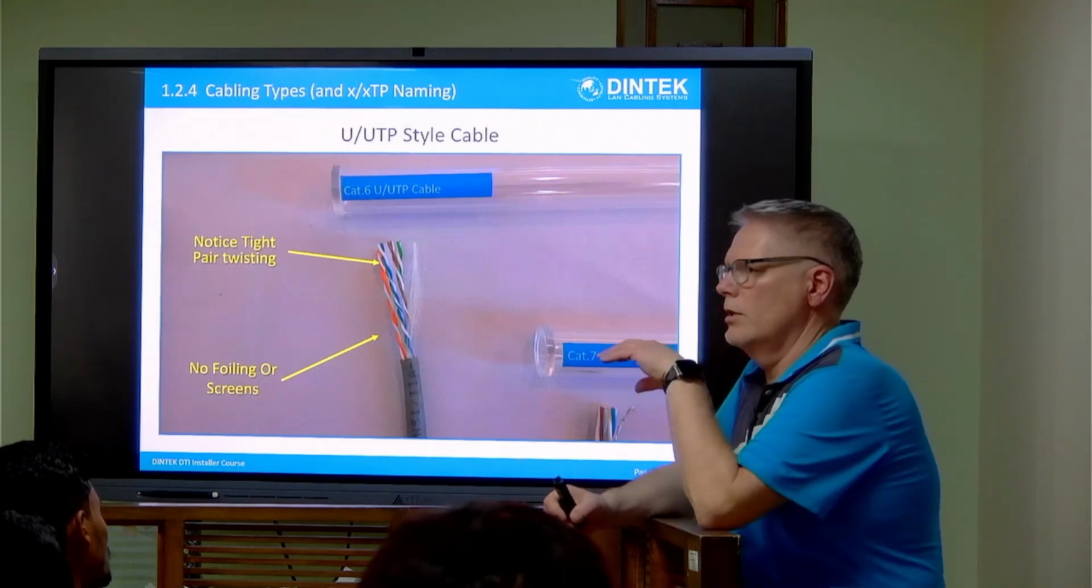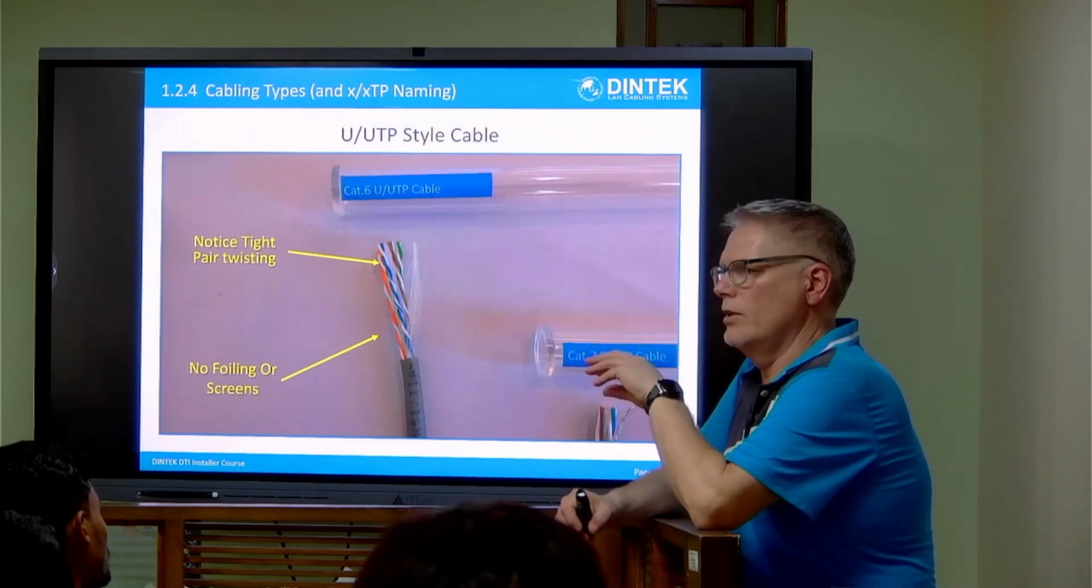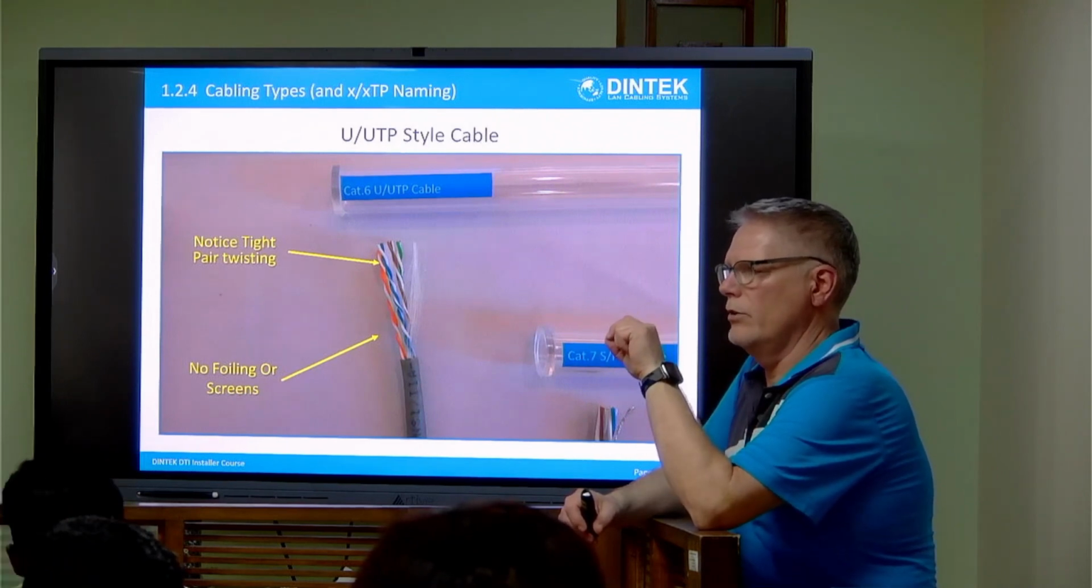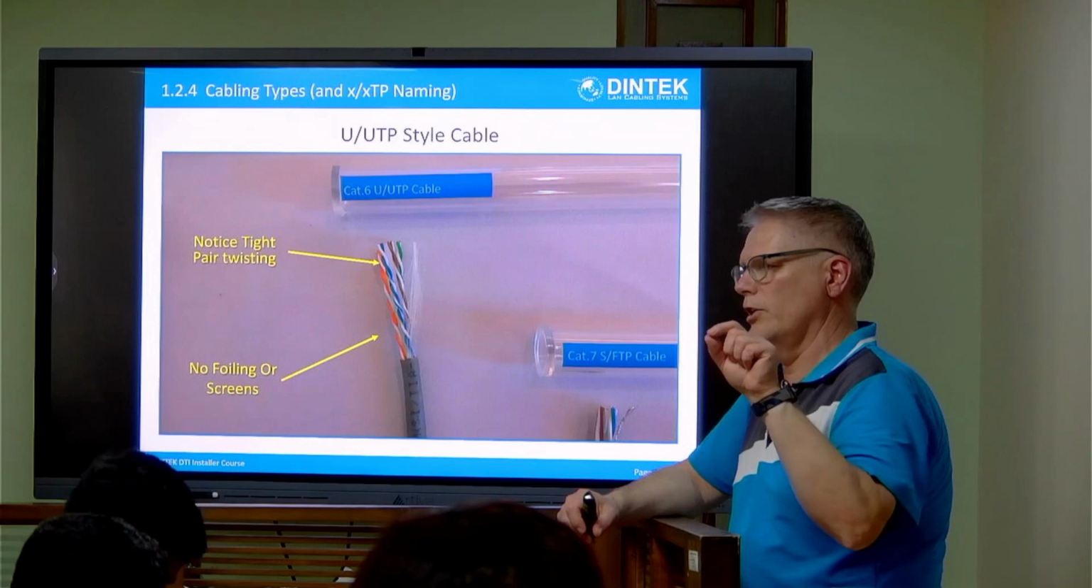But of course, the shielding for Cat 7 is always shielded four-pair. Whereas with Cat 6A, you can get Cat 6A in an unshielded four-pair.